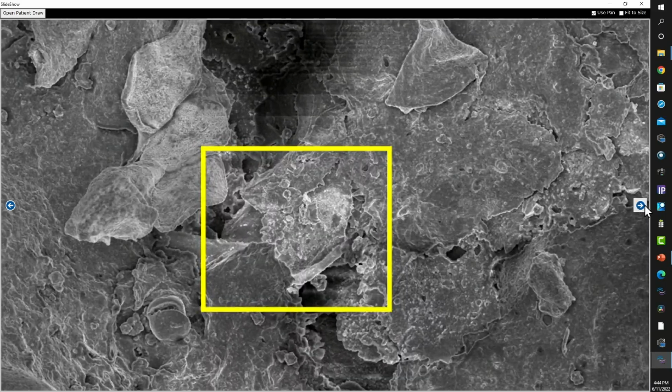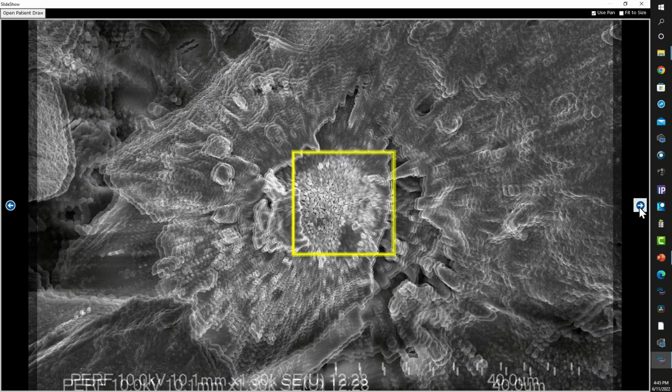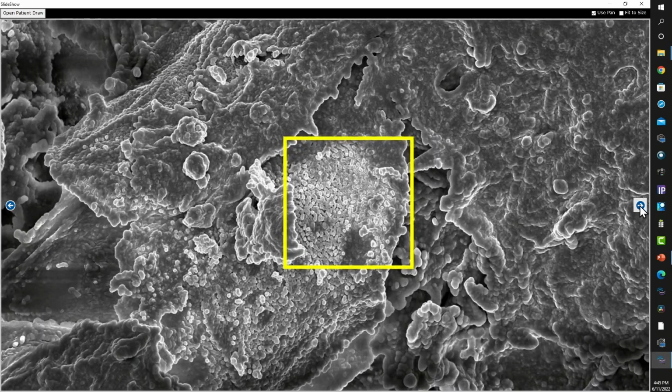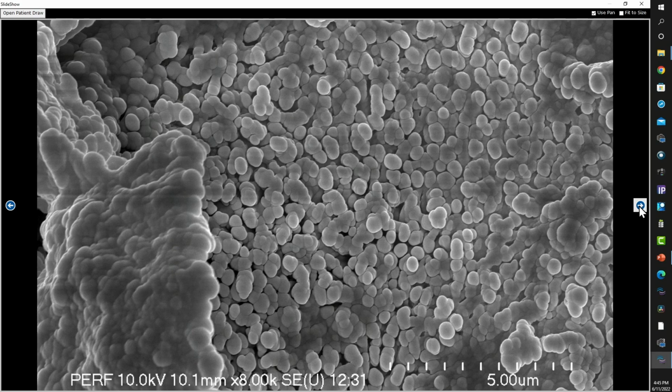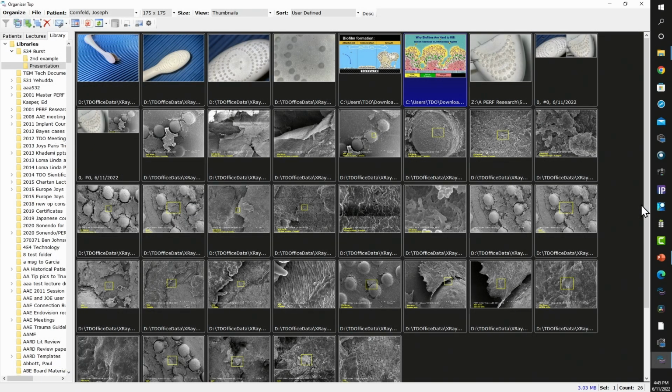Here's an area that actually has some planktonic looking bacteria. So this is a newer biofilm forming. So I hope this was helpful in giving you some pattern recognition of what biofilms look like in nature.